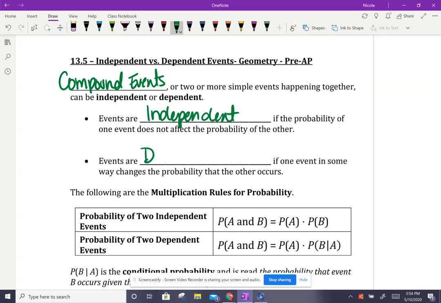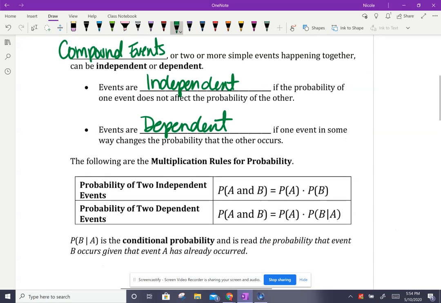Events that are dependent, events are dependent if one event in some way changes the probability that the other occurs. So one is impacting or is dependent upon the result of the first event. So some of this will look really confusing once we work on it with actual problems. It'll help out a little bit.